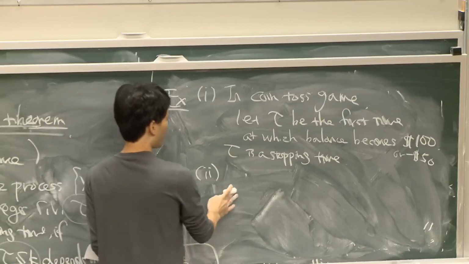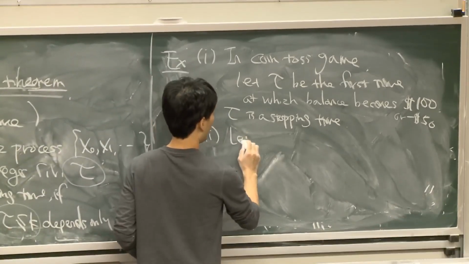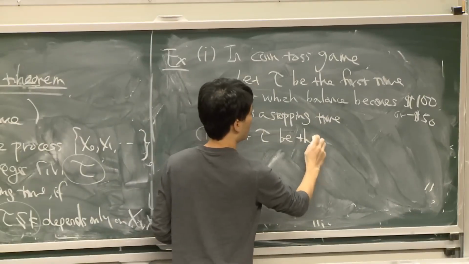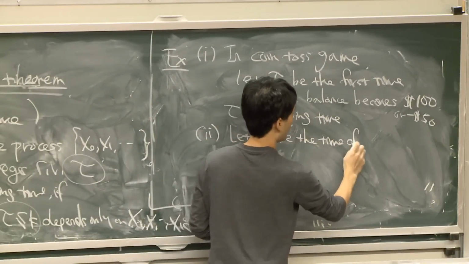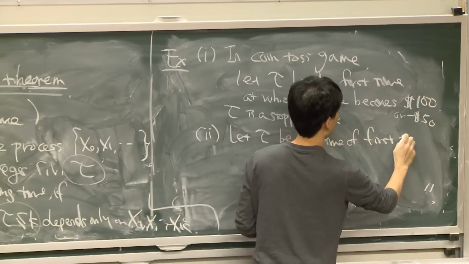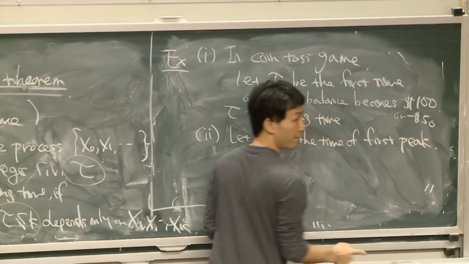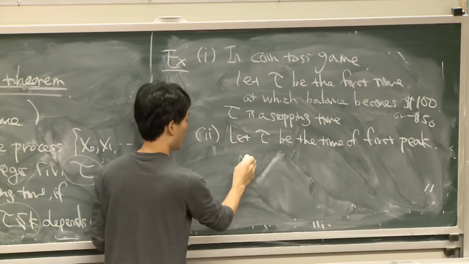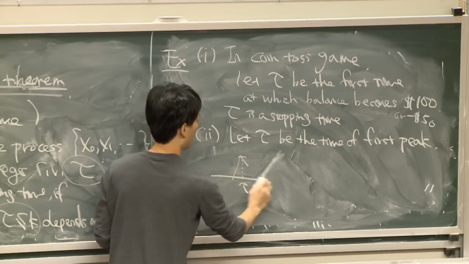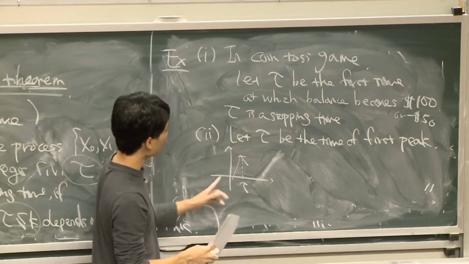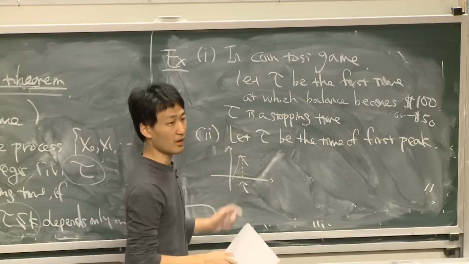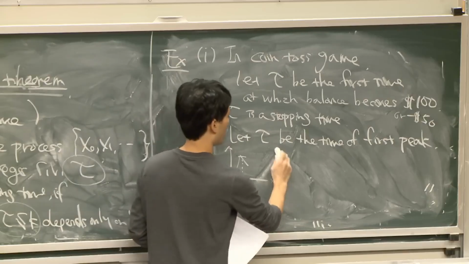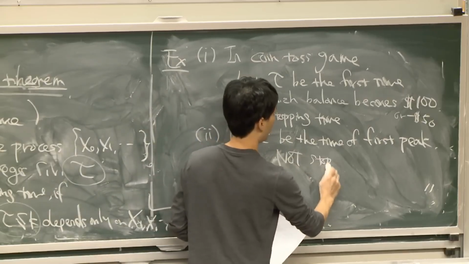So, in the same game, let tau be the time of first peak. By peak, I mean the time when you go down. So that will be your tau. The first time when you start to go down, you're going to stop. That's not a stopping time.